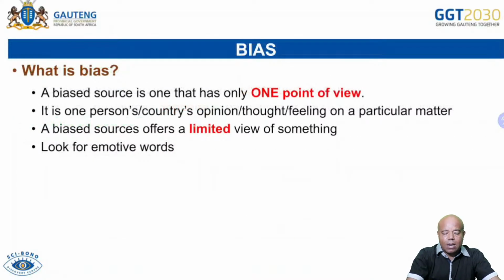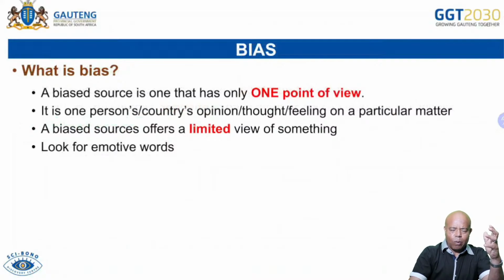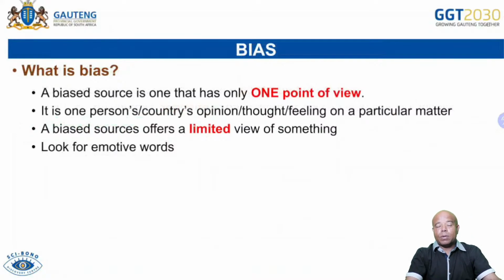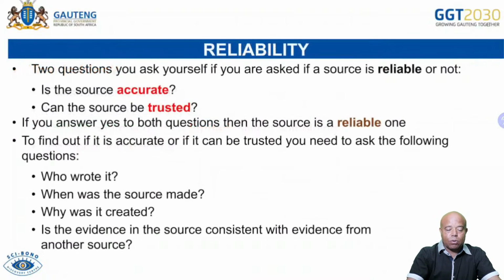Then we need to look at how the sources are biased. Now take note, biasness means it's from one side, or one person, or one country, or one company's opinion or feeling about a particular matter, basically. And the view is limited. Why? Because it's from one individual at the end of the day. So we need to look at the motive at the same time also.